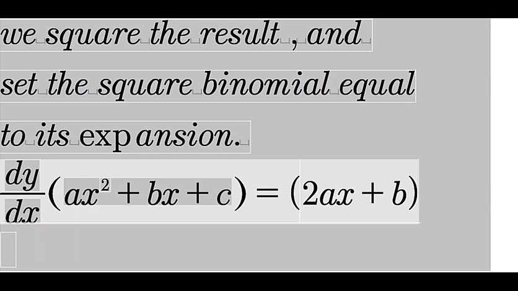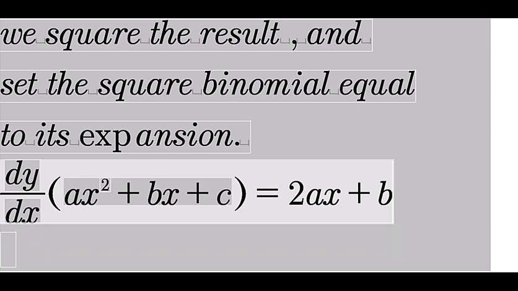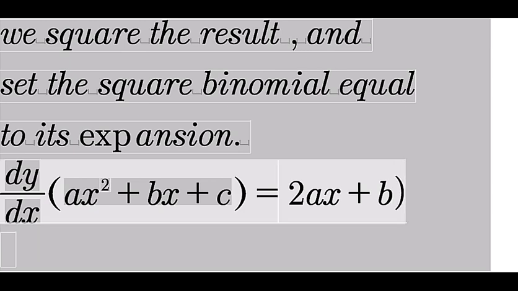Actually, we have differentiated already. Please don't become confused. We have differentiated now: with respect to x, ax squared gives 2ax, bx gives plus b, and c gives 0. So now we want to square it.